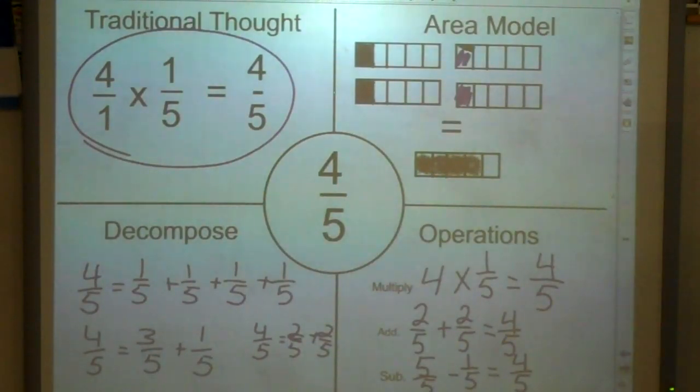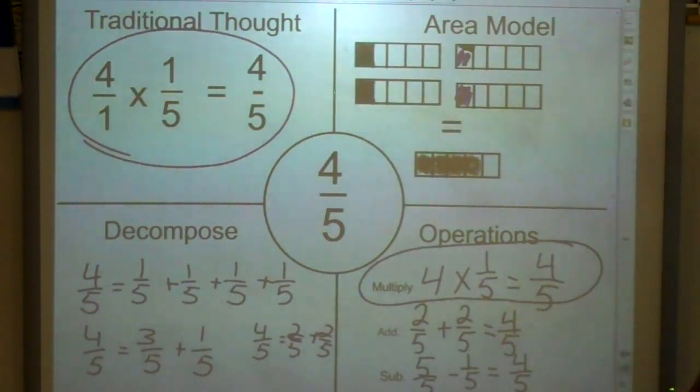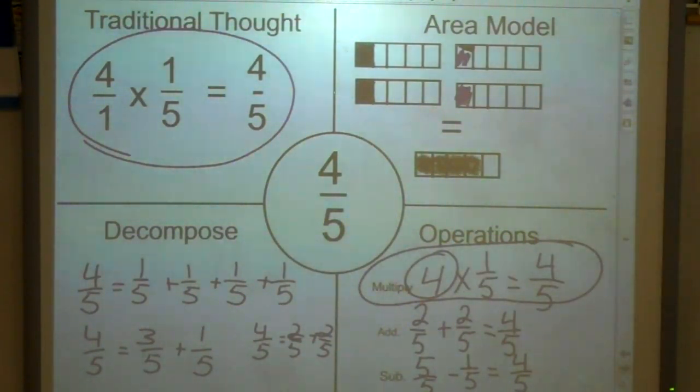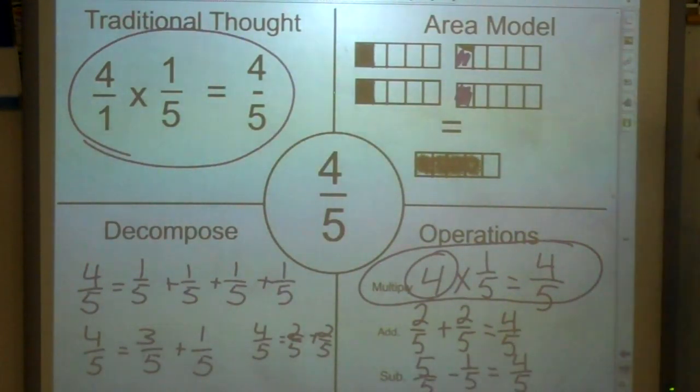And then down here in operations, your focus or your goal today was to multiply using a whole number times a fraction. We have done that. We also have used addition and subtraction in the past, and we want to add those in as well.